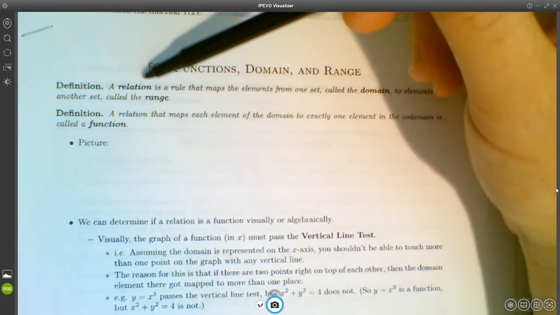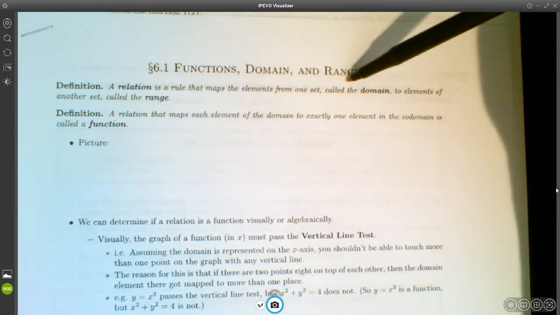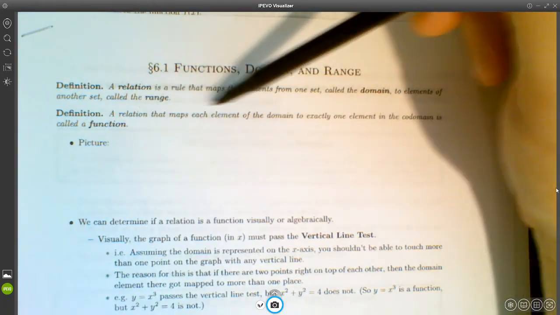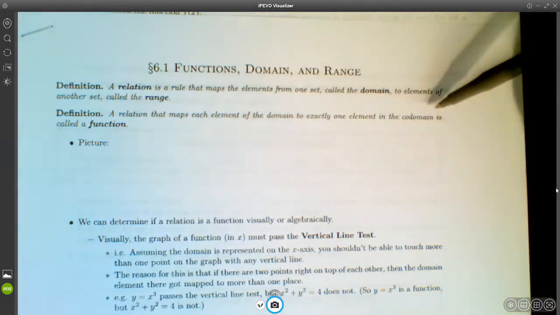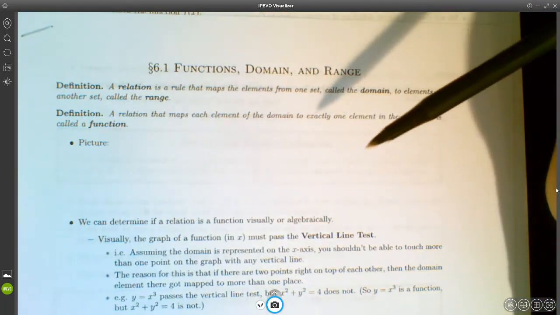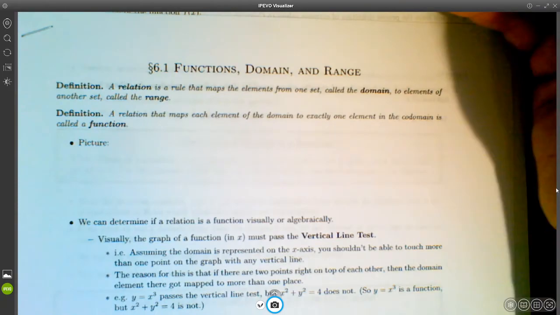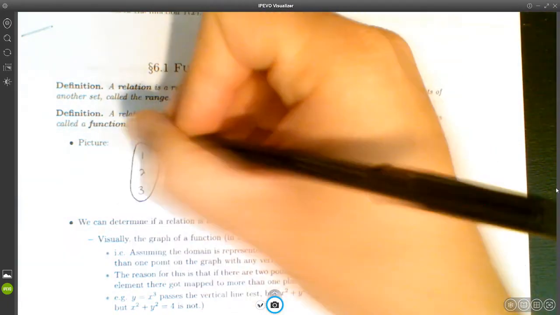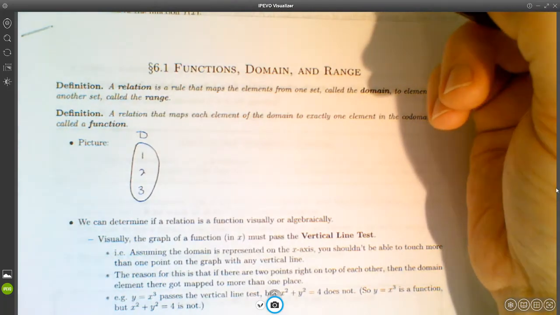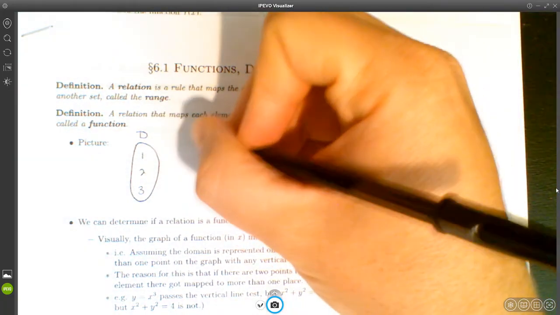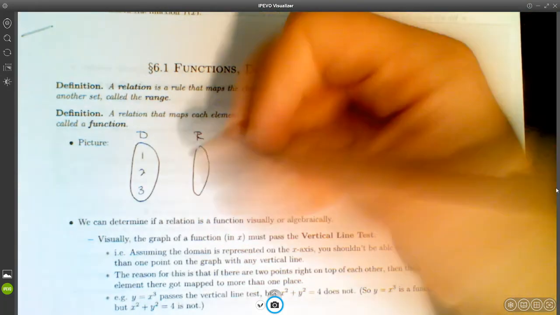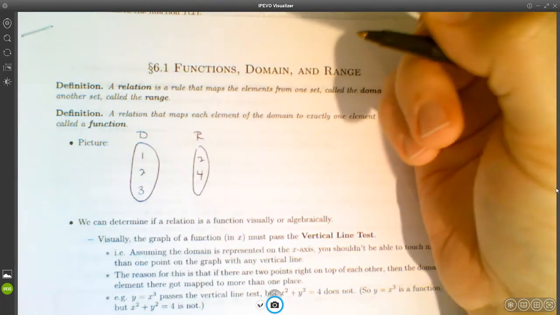So first of all, a relation is a rule that maps the elements from one set, called the domain, to elements of another set, called the range. A relation that maps each element of the domain to exactly one element of the codomain is called a function. Okay, so for example, let's say that you have a domain that's made up of the numbers 1, 2, and 3. And then you have a range that's made up of the numbers 2 and 4, or something like that.